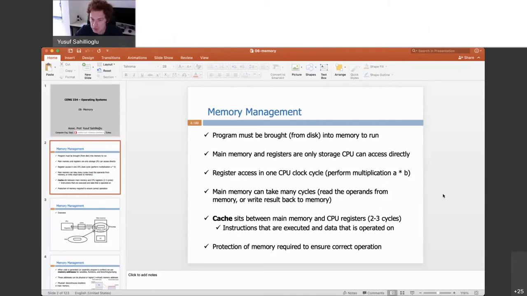And there is also this cache business, which is another type of memory. It sits between the main memory and the CPU registers. The speed of cache access is in between the memory access and the register access. Cache is bigger, so you can keep more stuff in your cache than in your registers, but again it is not as big as the main memory. The instructions that are executed and the data that is operated on are stored in the cache for quick access. It looks like the caching mechanism of your browser, where your recently accessed web pages are stored, which makes access quick.